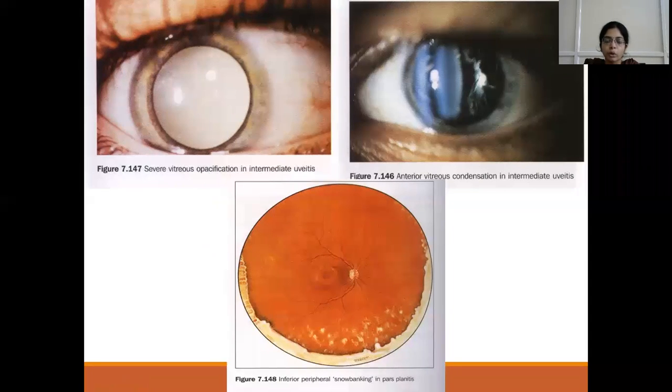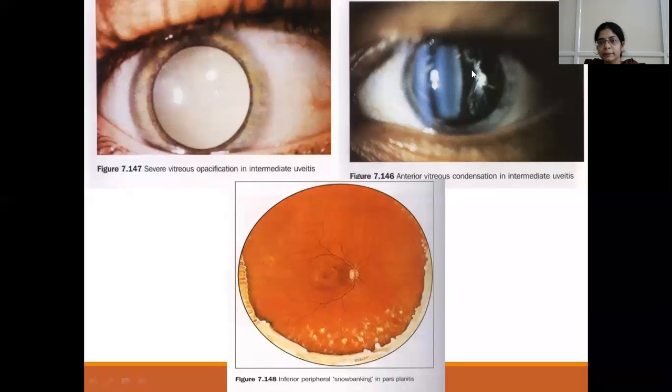Because of all this ongoing inflammation as well as snowballs and snow banking, there can be condensation of the vitreous, and also very dense opacification of the vitreous, as you can see in this picture, because of the inflammation. So it can simulate a picture of leukocoria. Leukocoria is nothing but the presence of a whitish reflex in the pupil, and because of the severe vitreous opacification, there can be an appearance of leukocoria.